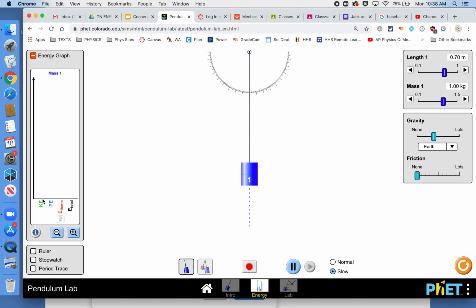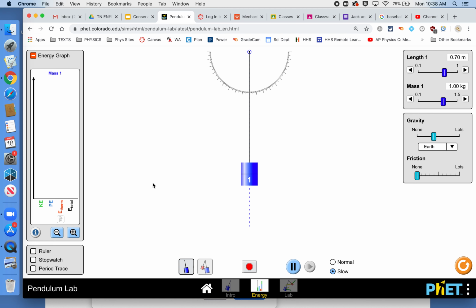So we're going to have a kinetic energy bar graph that's going to give us an indication of how much kinetic energy the pendulum bob has, then the potential energy. This red one is the thermal or heat, and that's putting friction in. We're not going to do that. So you can see over here we have no friction in here. And then this E total is kind of representing the total mechanical energy of our system.